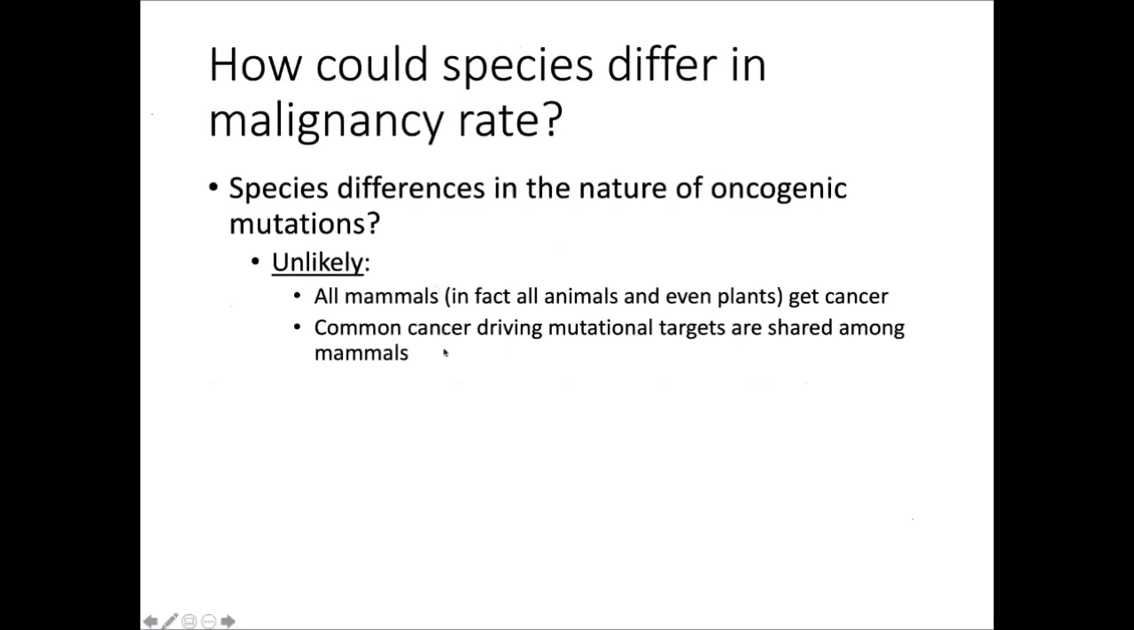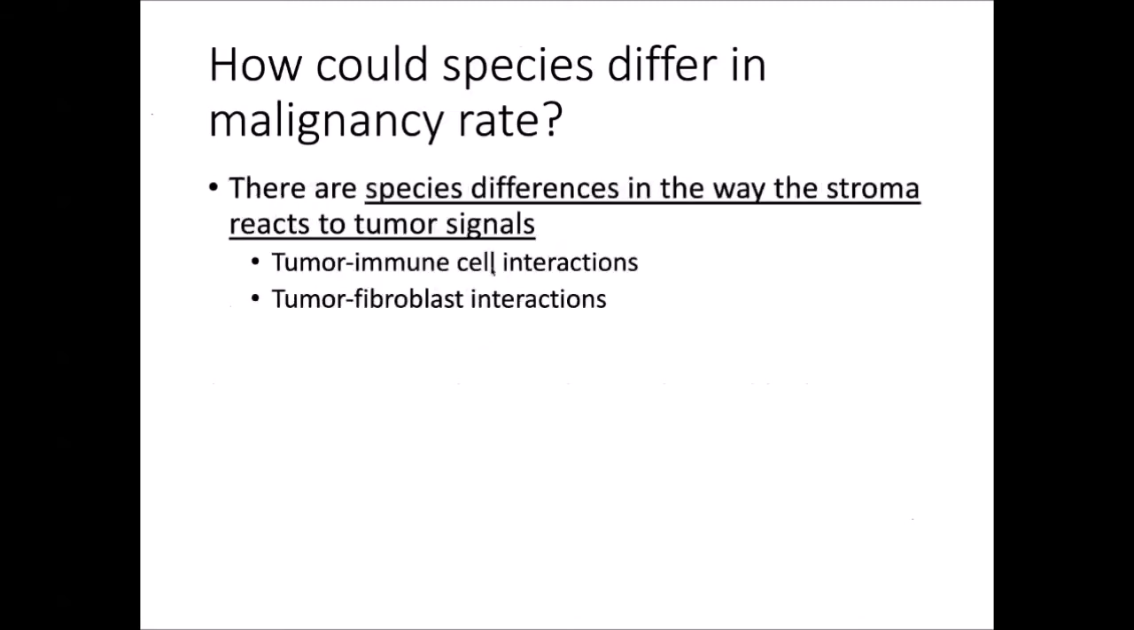So I don't think that this is a very likely direction. The other possibility, which is inspired by this work on the non-invasiveness of the pig placenta, is that there might be species differences in the way the stroma, meaning the cells or the tissue surrounding the tumor, reacts to the tumor signals. And there can be sort of two things to look at. One could be the interaction between tumor and immune cells. There's a lot of research going on in that direction.